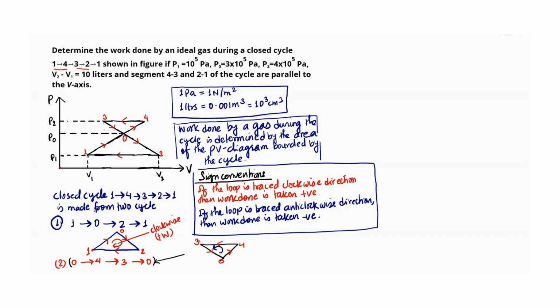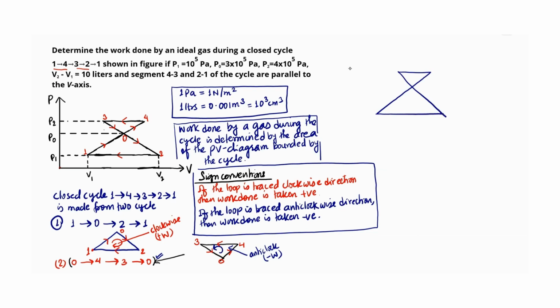So what we find? We are following anti-clockwise. So work done for this cycle is negative. Clear? Now, when we look into this figure, we find there are two triangles. Clear? What do you find? We find there are two triangles.